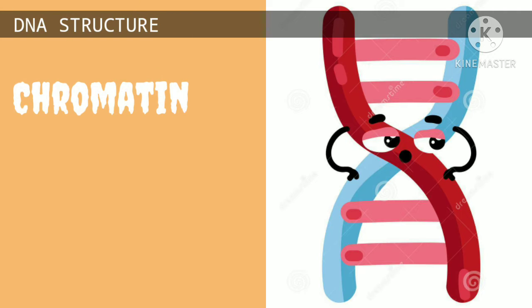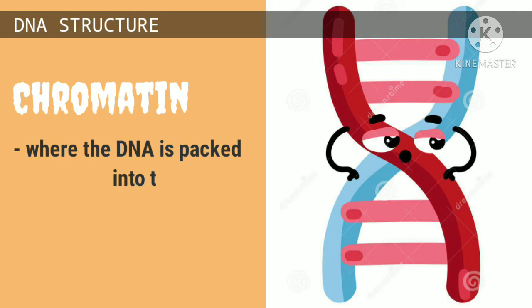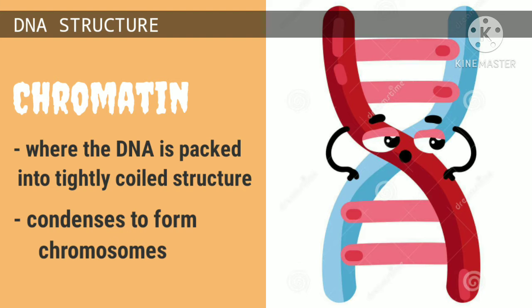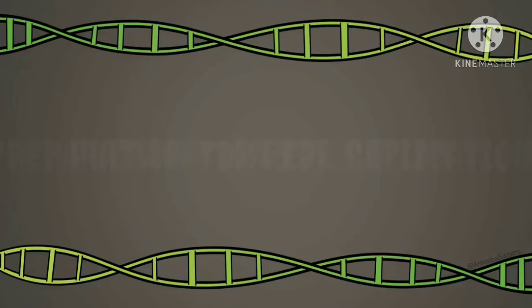In order to fit within the nucleus, DNA is packed into tightly coiled structures called chromatin. Chromatin condenses to form chromosomes during cell division. Prior to DNA replication, the chromatin loosens, giving cell replication machinery access to the DNA strands.